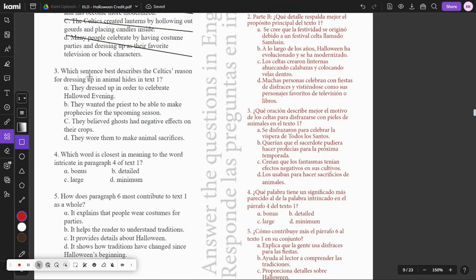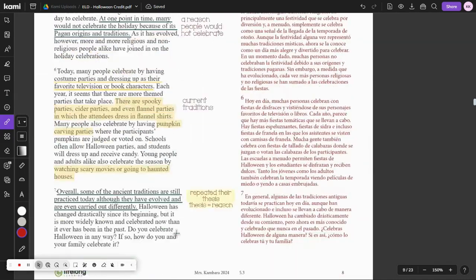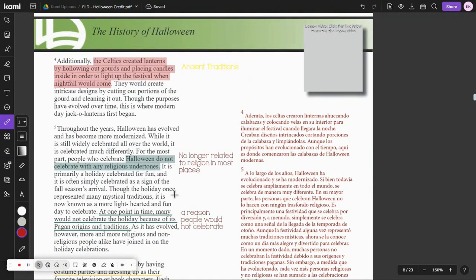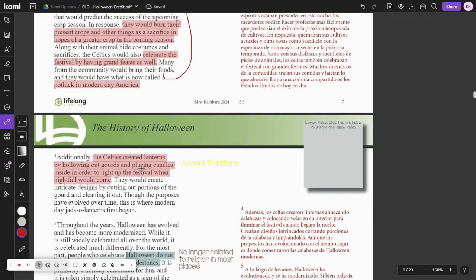Let's look at question 3. Which sentence best describes the Celtic reason for dressing up in animal hides? Is it because they dressed up in order to celebrate Hallowed Evening? They wanted the priests to be able to make prophecies for the upcoming season? They believe ghosts have negative effects on their crops? Or they wore them to make animal sacrifices? So let's come back up here and read. Halloween did not celebrate religious undertones.